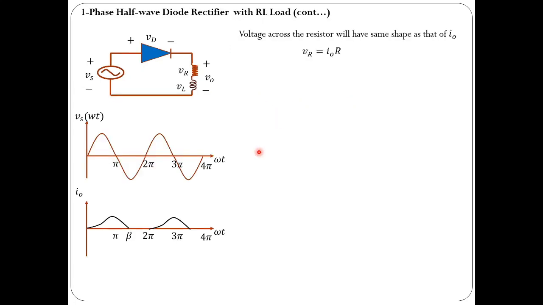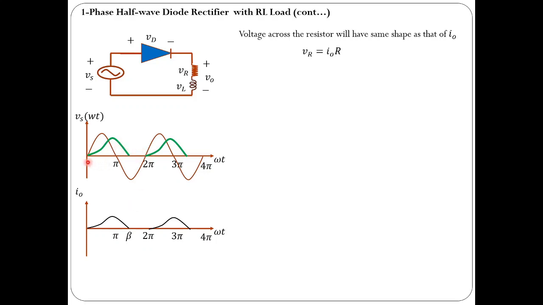Now let us try to find out various parameters. But before that, let me show you that the average value of voltage across the resistor is equal to the average value of output voltage. Let me derive that, using these facts. Firstly, the voltage across the resistor will have the same shape as that of i0, right? So i0 is this, and VR, the voltage across the resistor, is equal to i0 into R. If R is, for example, greater than 1, then it would have this kind of shape. So the shape is same, maybe the magnitude is different.